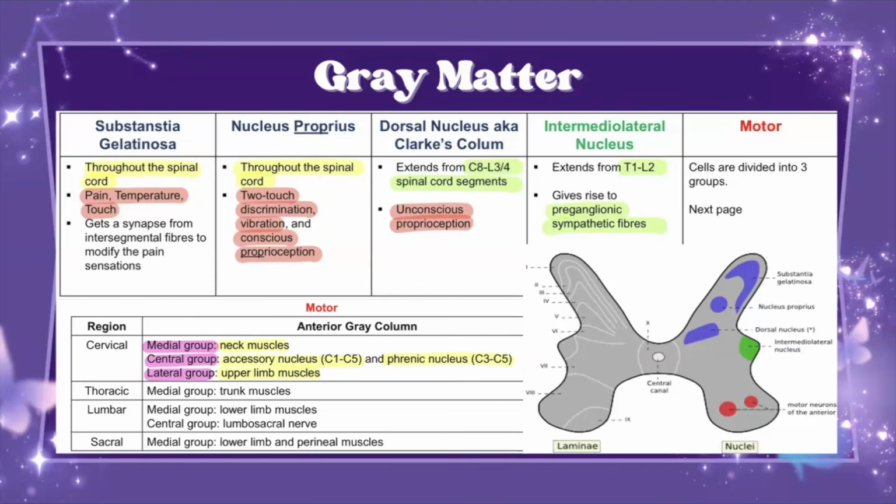Fine touch, you will find it in the more sensitive areas of the body, like your fingertips, whereas crude touch, you will find it in the other parts of your body, like your shoulder, for example, right? Because you only need to know if there's pressure or not. That's it. Okay. Next, we have the nucleus proprius. It also extends throughout the entire length of the spinal cord. It is responsible for two-point discrimination, vibration, and conscious proprioception.